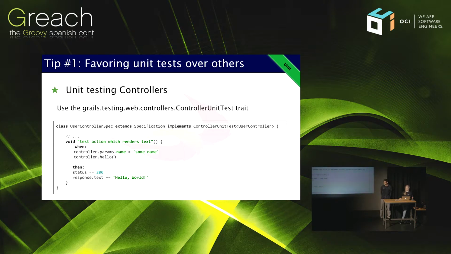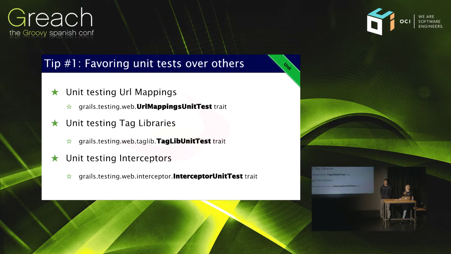We can start to see the implementation of a unit test with the new trait-based testing with a very simple example applied to a controller. For making a controller unit test, you just have to implement the controller unit test trait and pass the controller. In a similar way, you can implement a unit test for the rest of Grails artifacts, like URL mapping, tag libraries, interceptors, and services, using the corresponding trait.